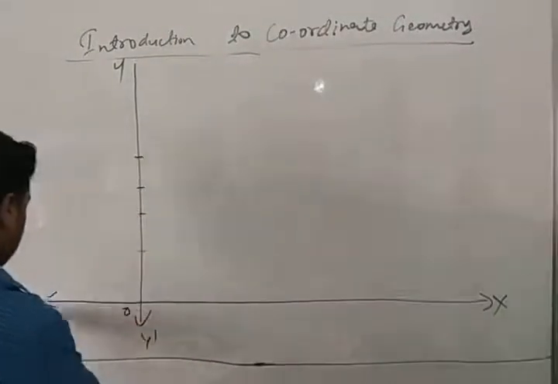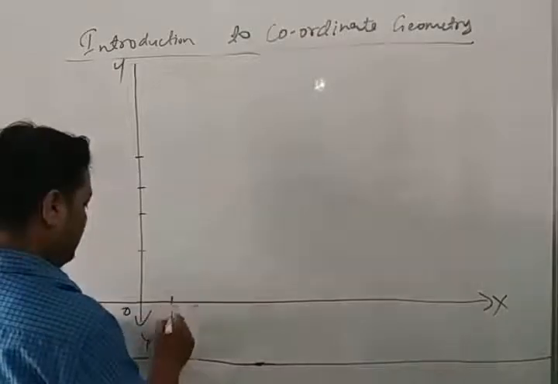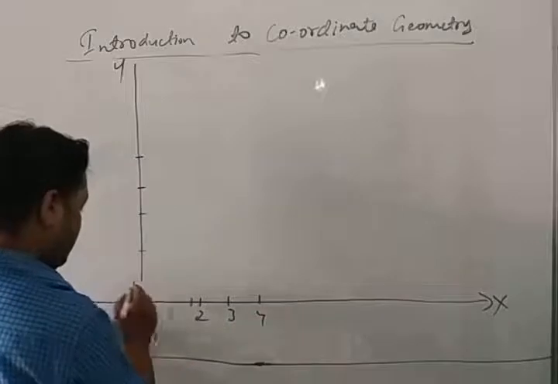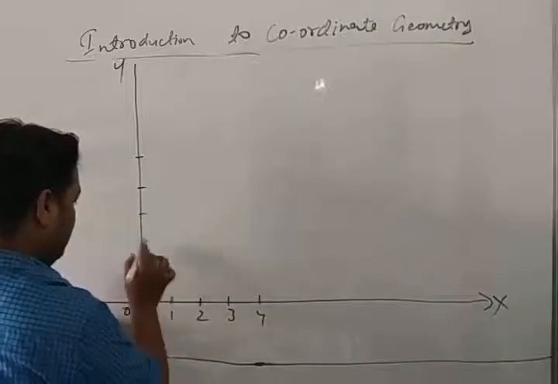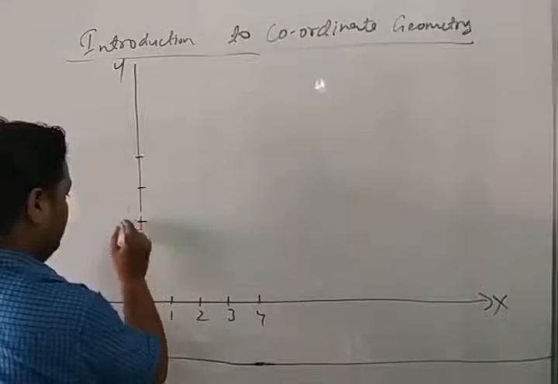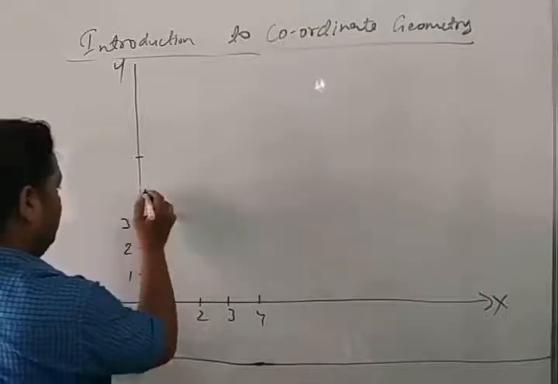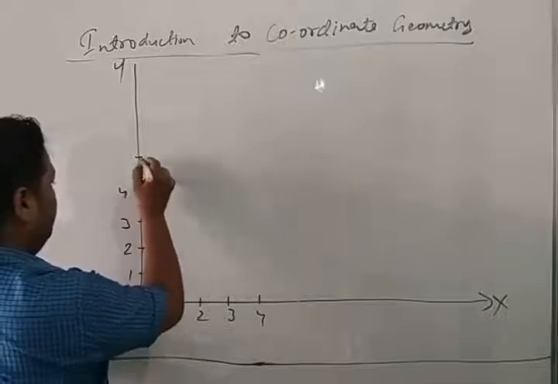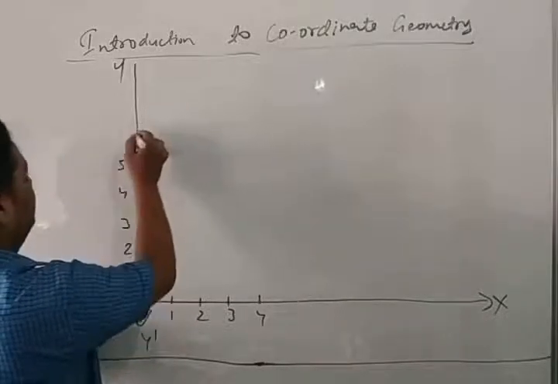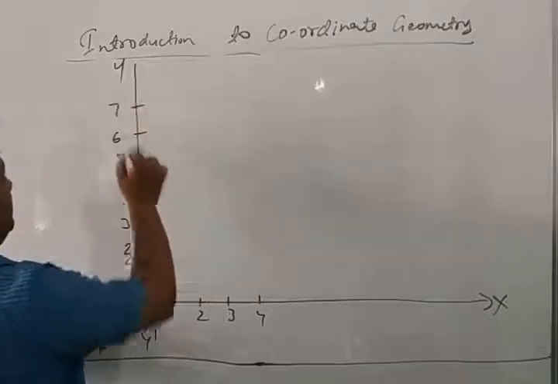X, O, X dash. Here 1, then 2, then 3, then 4. And here 1, 2, 3, 4, 5, 6 and 7. Okay.